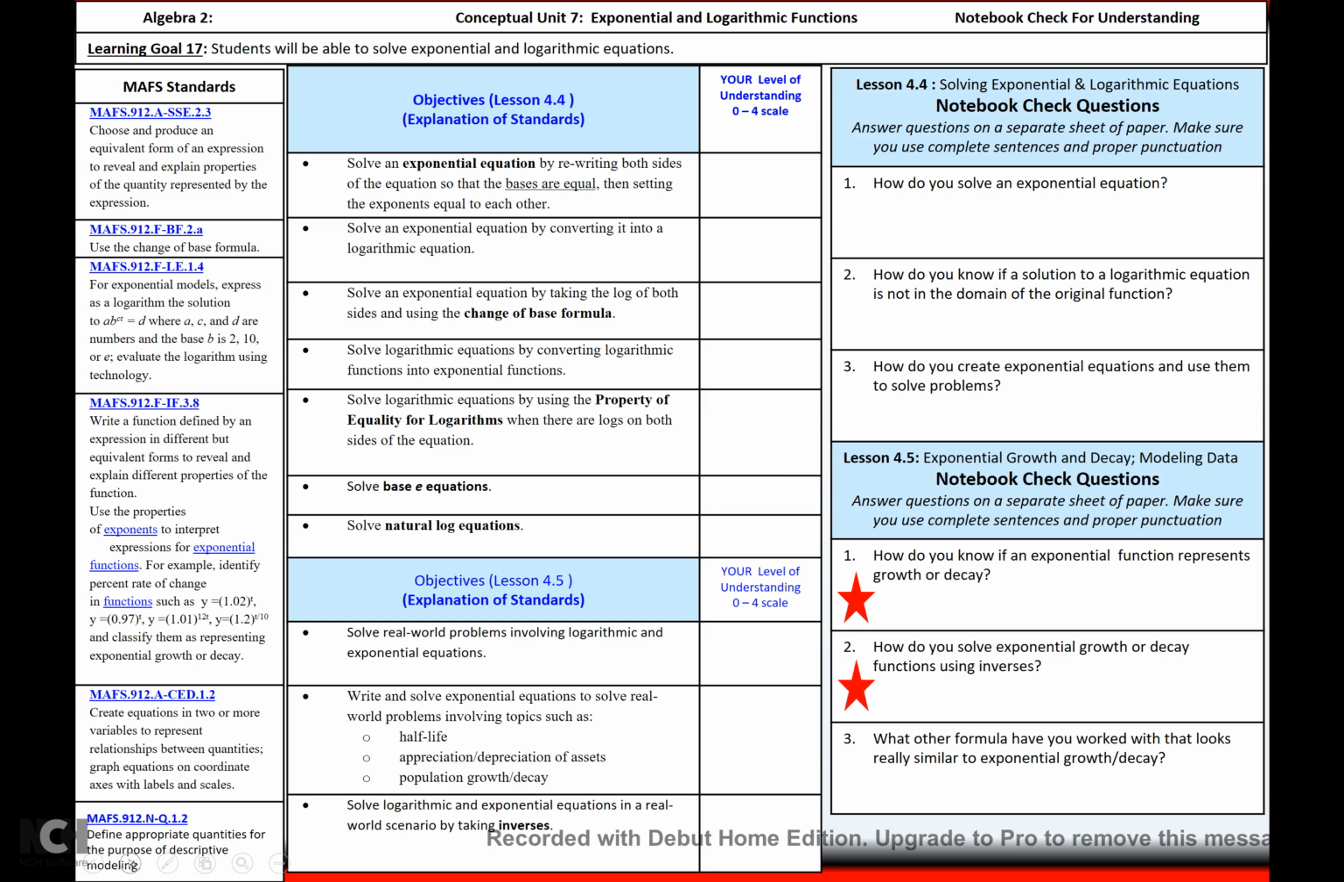Alright, so how do you know if an exponential function represents growth or decay? If k is greater than 0, it is growth. If k is less than 0, it is decay. How do you solve exponential growth or decay functions using inverses? We really didn't yet. I don't know why I started that one. I'm going to have to come back and answer that tomorrow.